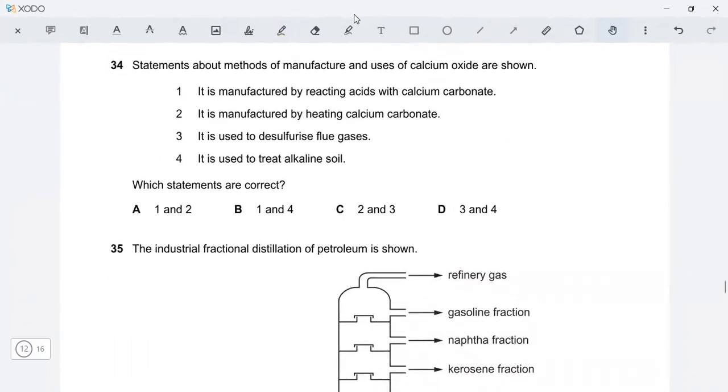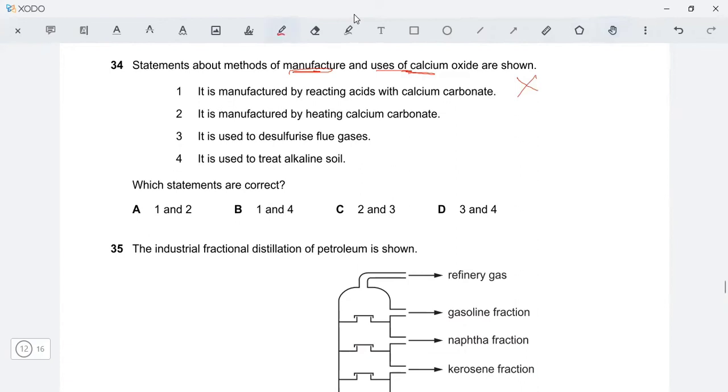34, statements about the method of manufacture and uses of calcium oxide are shown. Manufacture and uses. First statement, it's manufactured by reacting acids with calcium carbonate. No. It's manufactured by heating calcium carbonate. Yes. Okay.